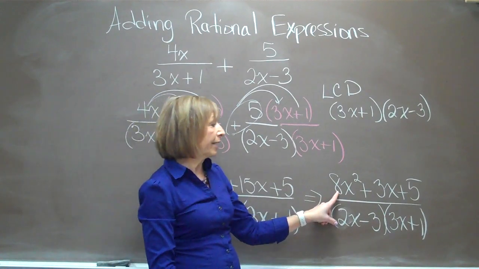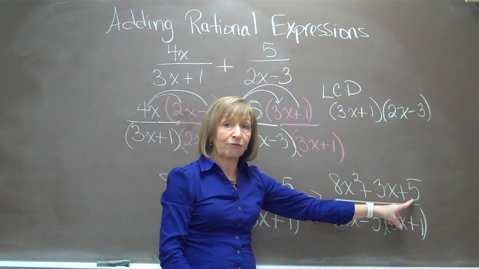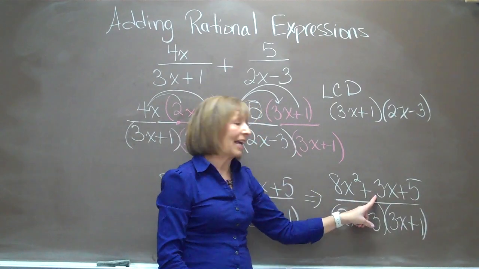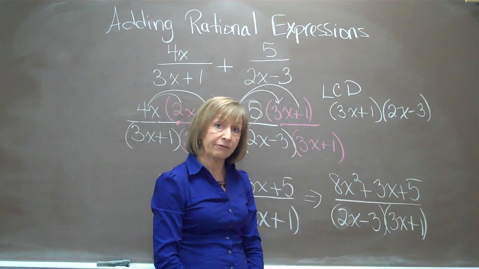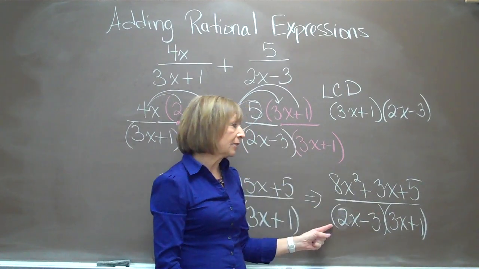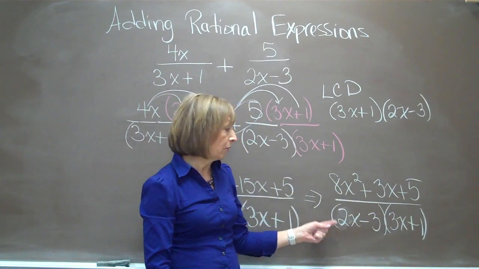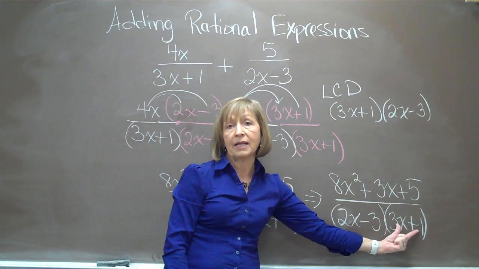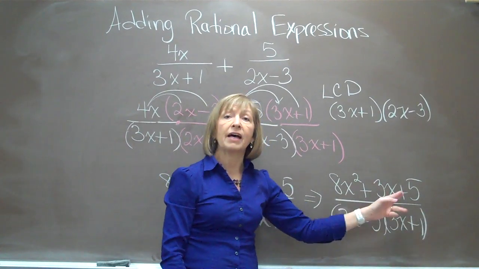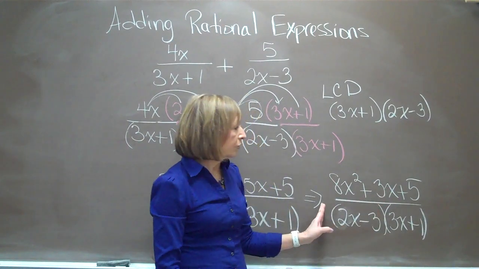But there are no factors of, well, 8 times 5 is 40 that would add together to get 3. So this numerator doesn't factor any further, and 8x squared plus 3x plus 5 over the quantity 2x minus 3 times the quantity 3x plus 1 is a simplified answer to the problem.